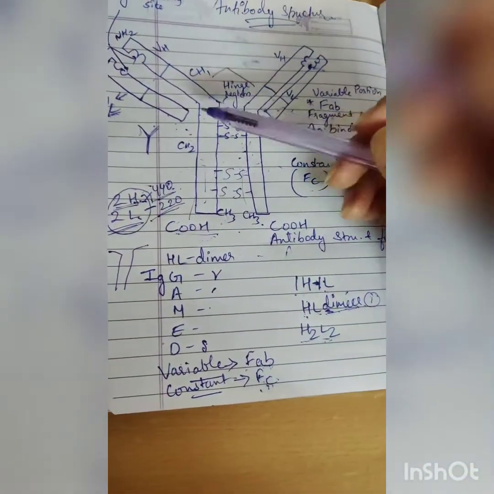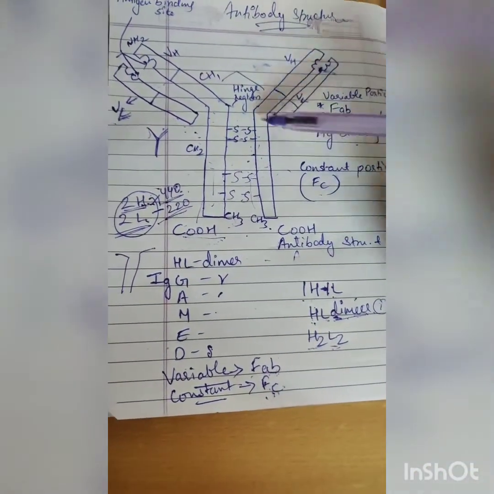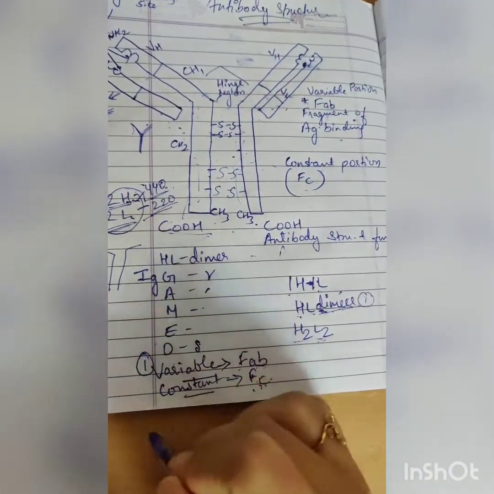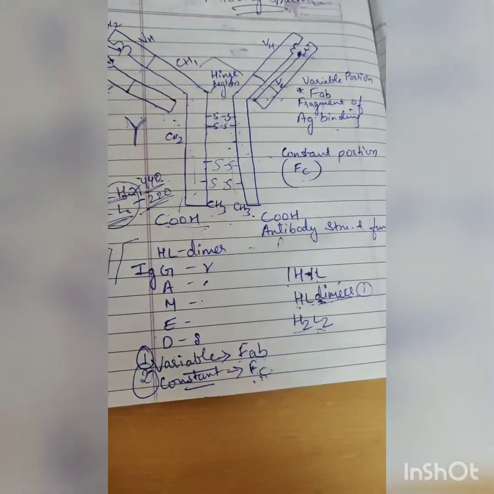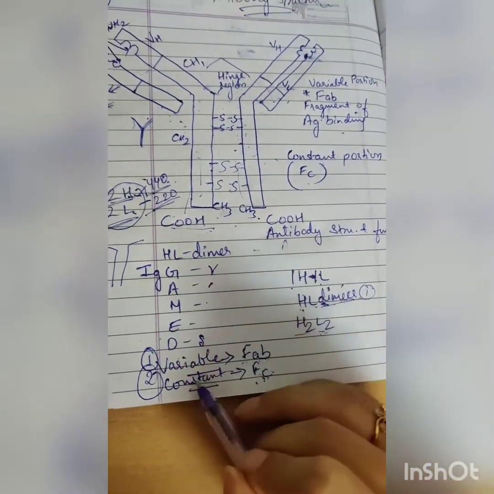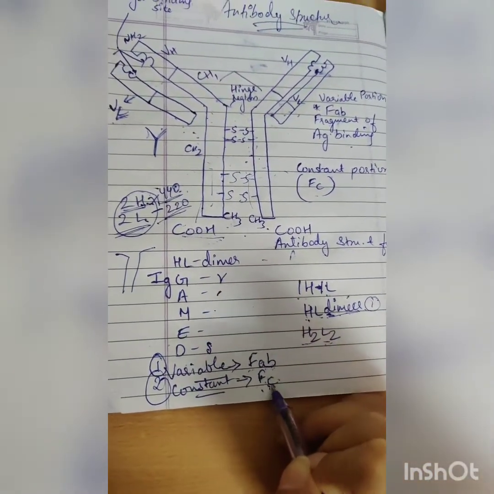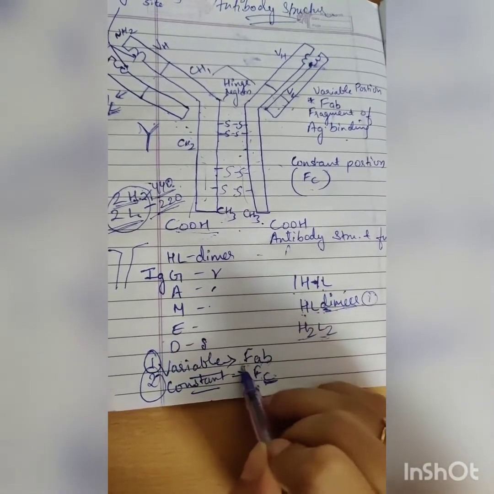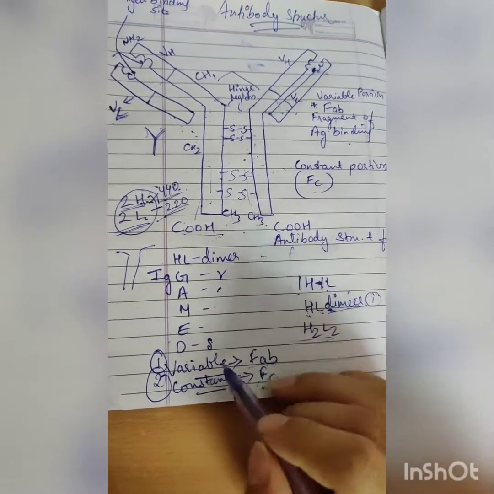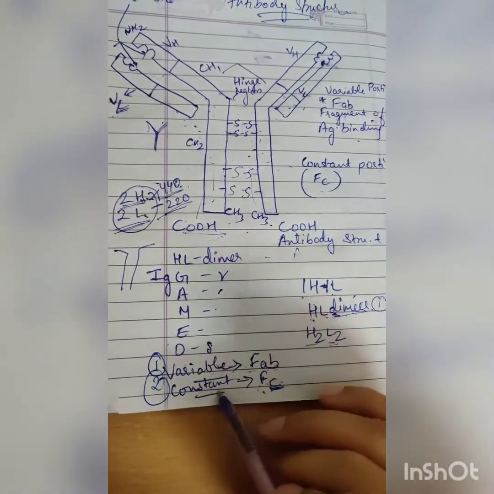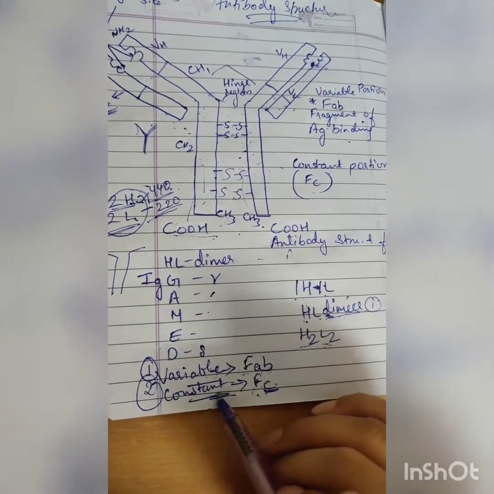In these HL dimers there are 2 main portions. First is the variable portion, also known as FAB, and second is the constant portion, also known as FC. FC is for fragment constant and FAB is for fragment antigen binding. Variable means which can change its shape, and constant means which is constant and cannot change its shape.